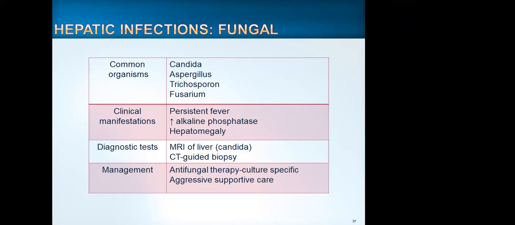Fungal infections are usually Candida and Aspergillus. In fungal infection, the patient will have a persistent high fever, increased alkaline phosphatase, and again hepatomegaly. Generally an MRI of the liver and a CT-guided biopsy will be done. Management is again antifungal therapy and supportive therapy.